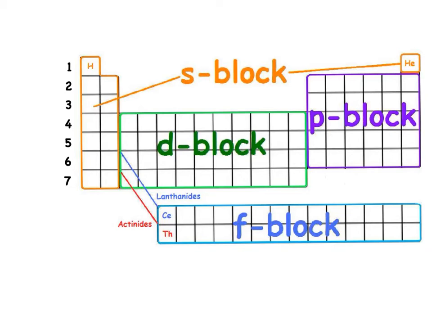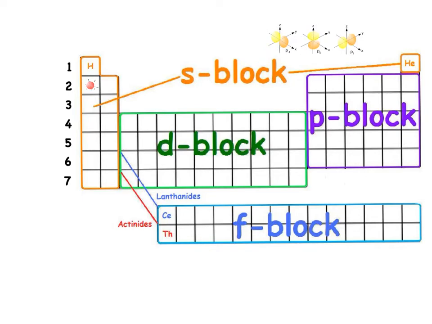The S block represents the S orbital. And S orbitals are spherical. In a given energy level, there will be 1 S orbital. And it can hold 2 electrons at the most. In the P block, we find the P orbitals. And remember, they're the ones that are kind of dumbbell shaped.